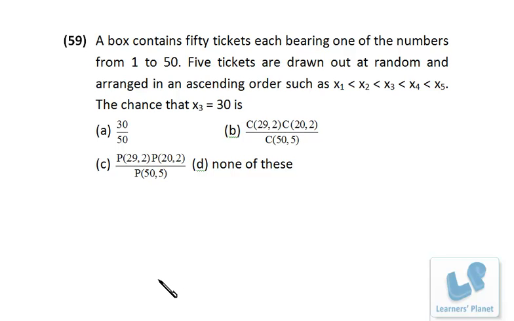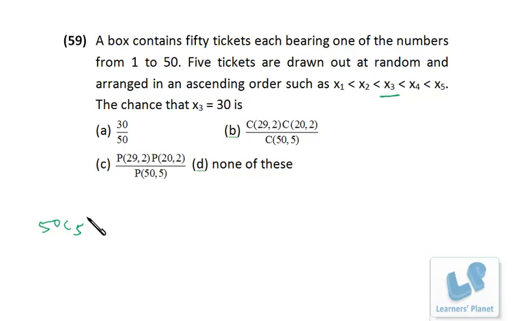Now, further we have an interesting problem. A box contains 50 tickets each bearing one of the numbers from 1 to 50. 5 tickets are drawn at random and arranged in ascending order such that x1 is less than x2 and so on. We have to find the probability that x3 is 30. That means the middle number is 30, right? So in all, the total number of events will be 50C5, right?